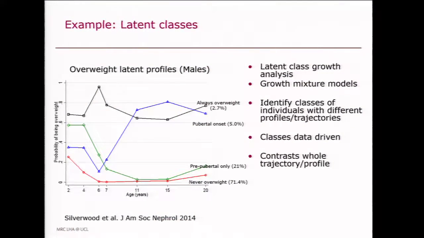This was quite nice because, as you can see, you have this pubertal onset overweight as well as a pre-pubertal only overweight group. So you have these crossover groups, whereas quite often you'll find that you extract classes and they're just medium, high and low groups, which aren't so useful.